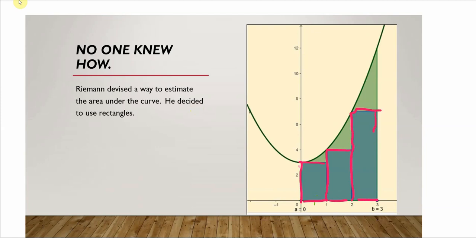Now, if you look at these rectangles, they all have something in common. Here's my interval, and I chose the left side to go up to hit my function. Here's my base, and I use the left side to hit my function. So this is what we would call the left-hand sums.